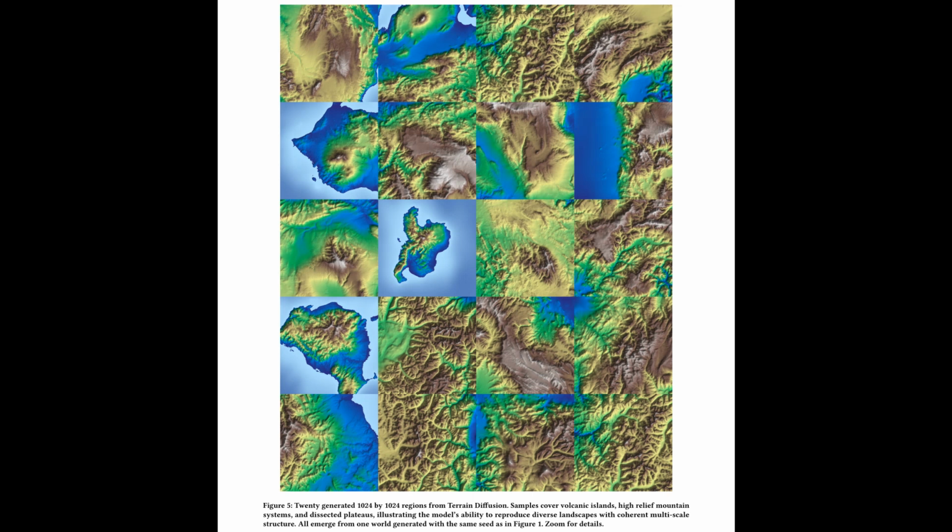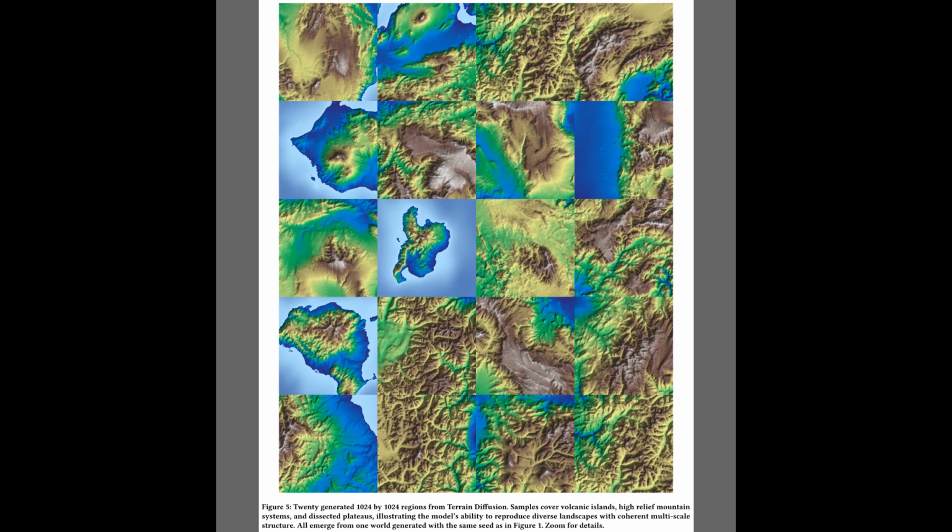So after those numbers on speed and quality, Figure 5 shows what that performance actually buys visually. The figure presents 20 separate 1024 by 1024 tiles from a single seeded world, arranged in a grid. Several tiles depict volcanic islands with central peaks rising from the ocean, while others show high-relief mountain belts and dissected plateaus. The variety and sharpness across all tiles suggest coherent multi-scale structure without obvious repetition.